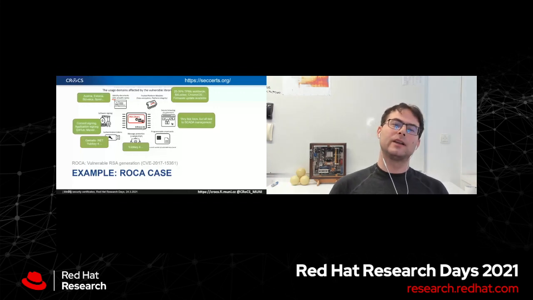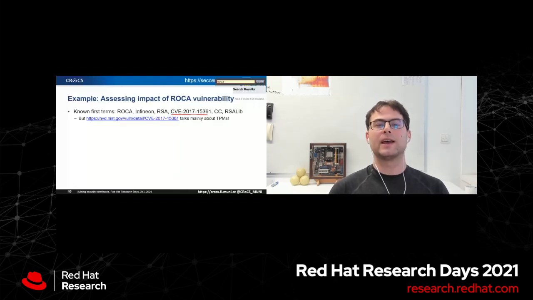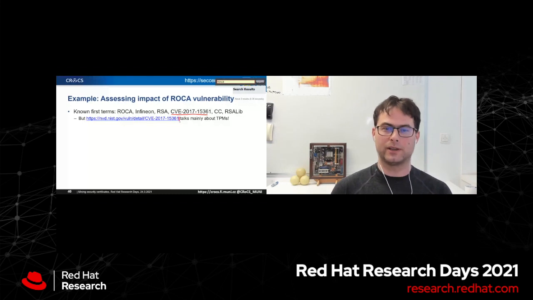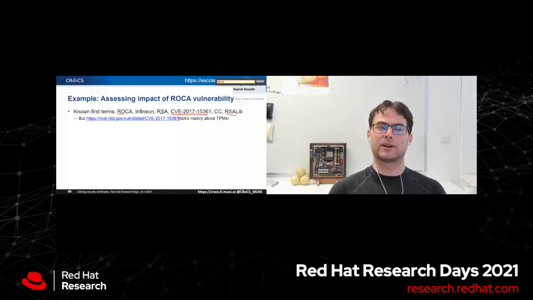In a news article, you heard about the vulnerability, and there is a CVE. Okay, so you can go into the CVE database and take a look. But then you are somewhat likely surprised because it talks mainly about the trusted platform modules, not really about electronic identity cards, not really about code signing. There are some keywords you can start to work with. The acronym for the vulnerability, but that's not that helpful. RSA lib, that's possibly interesting, and so on. So you can start looking.